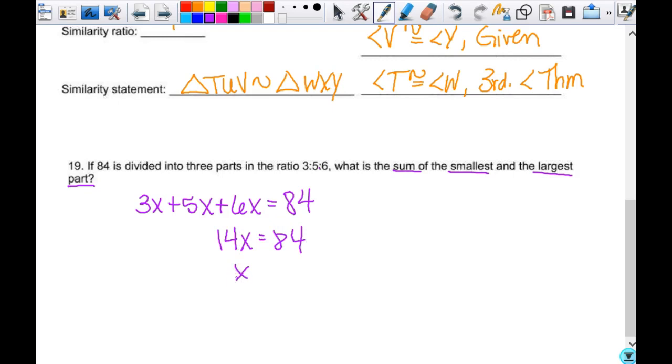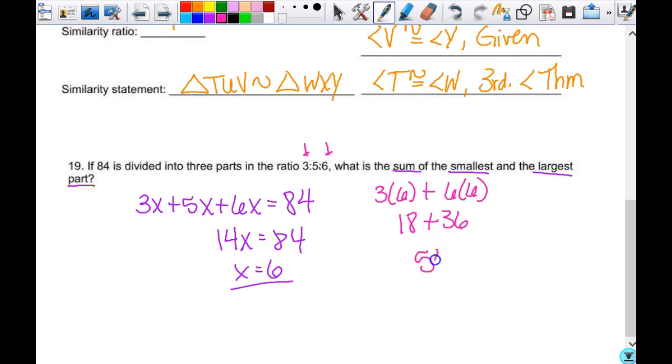So x equals 6. Totally not my answer, because I want the sum of the smallest and largest parts. So this part and this part. So 3 times 6 plus 6 times 6. So this is 18 plus 36, which means my answer is 54.